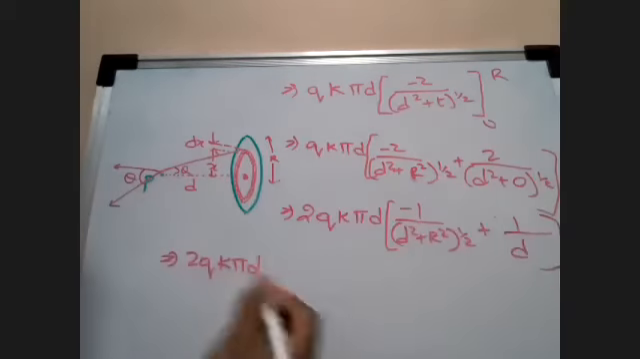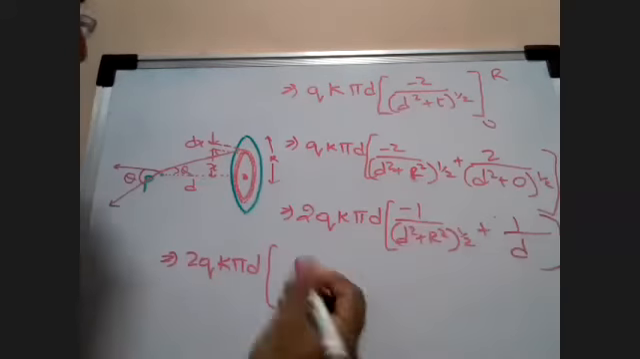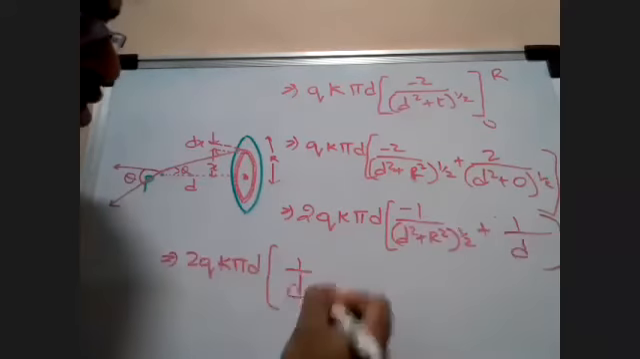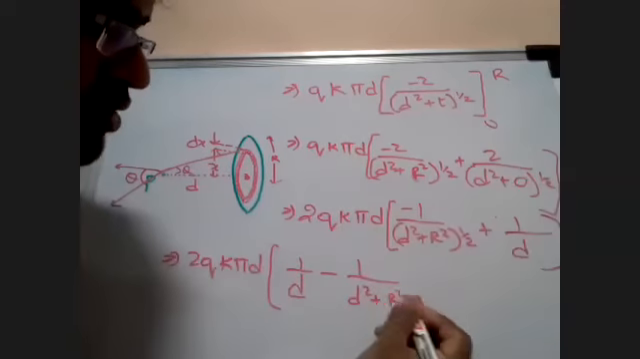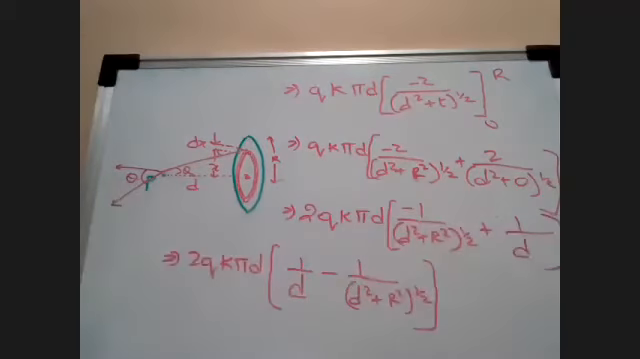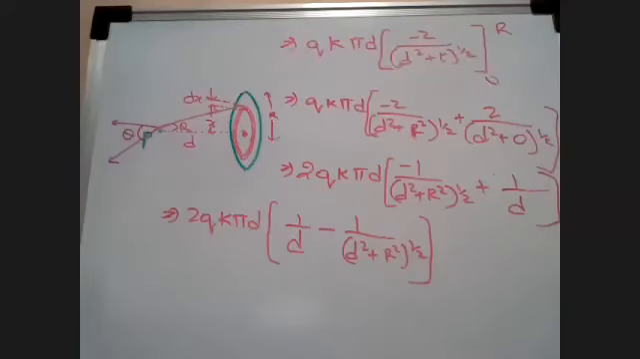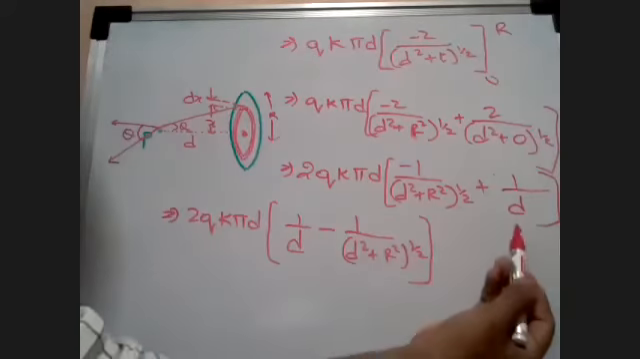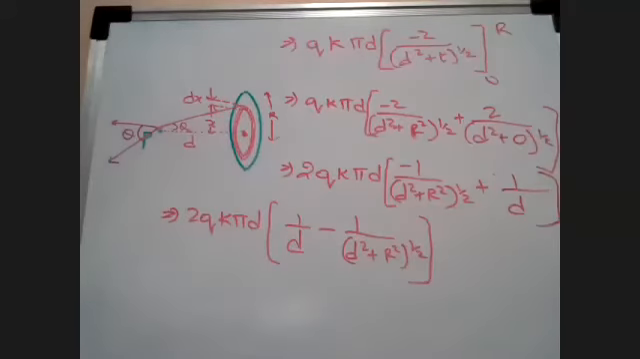Okay, I will just twist the terms. I will take this term over here, this side, for simplicity. So I'll get 1 upon d minus 1 upon d square plus r square raised to 1 by 2. I just did one thing. I just took this 1 by d over here, I put it this side, and this term I have taken that side, just for simplicity.